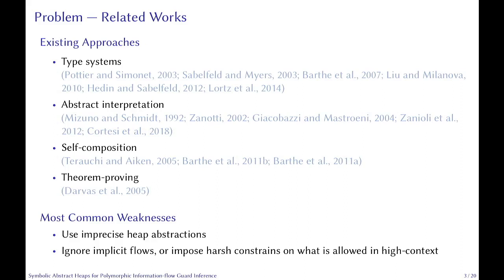The most common weakness of these approaches is that the heap abstractions they use are typically very imprecise, and they sometimes ignore implicit flows completely, or they impose harsh constraints on what can happen in a high context. High context is when you have passed a branch on a high sensitive condition, a condition that depends on a secret.